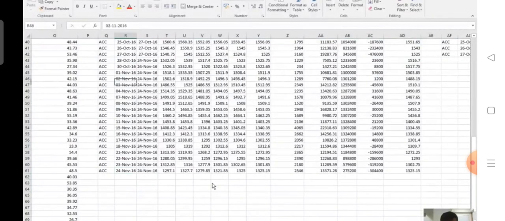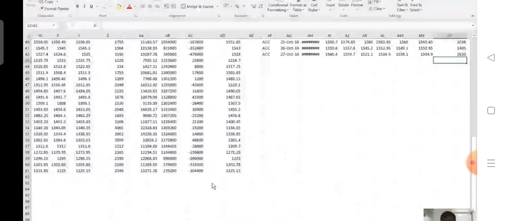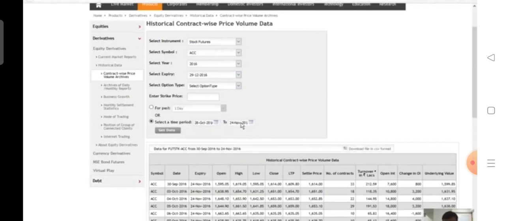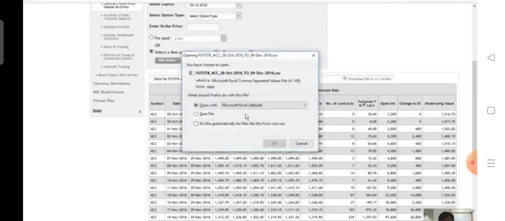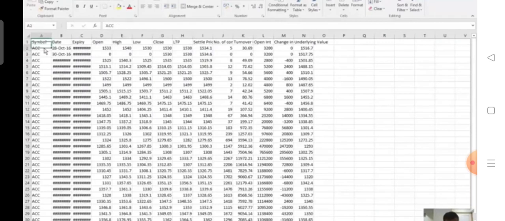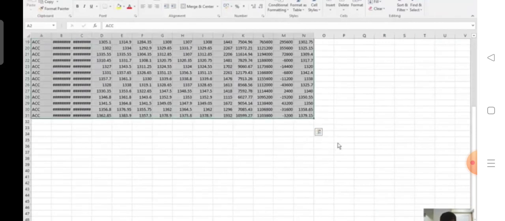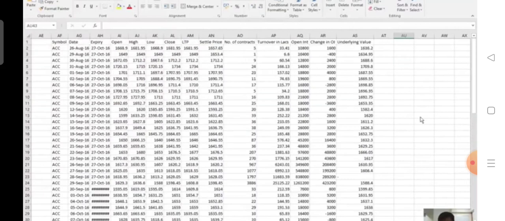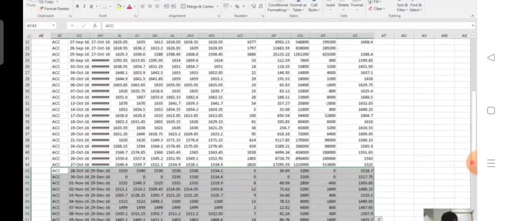I want data from 28th of October. I need data for the month for which expiry? For December expiry. So I need data from 28th of October till today, correct? Because December expiry you have as on today, which is 9th. I can take the data till today. Let me open it. I don't want the header again. Let me use this data, cross it, paste it here.